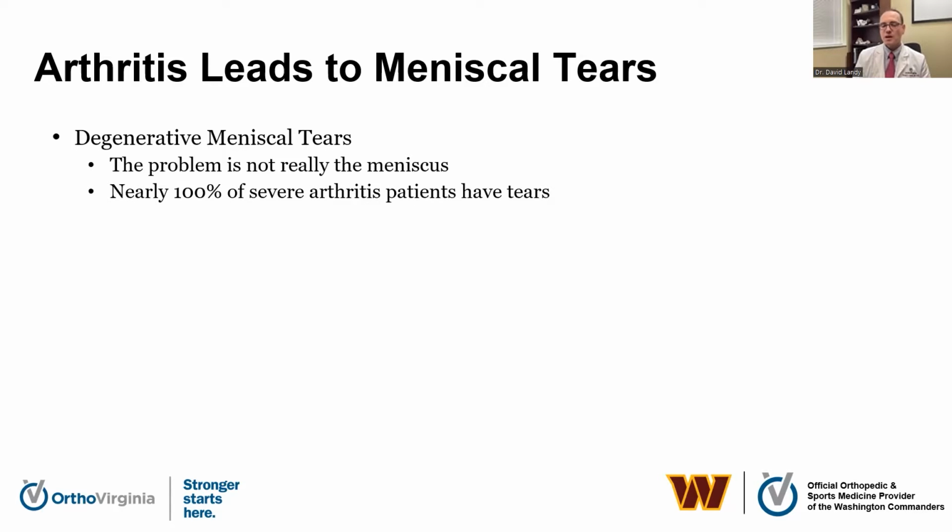If you look at patients with severe arthritis, 100% of them are going to have some type of meniscal tearing or pathology. Just as you lose the cushioning that's overlying the bones and the bones get closer and closer together, it's almost impossible for the other structures between the bones, like the meniscus, not to have some level of pathology.